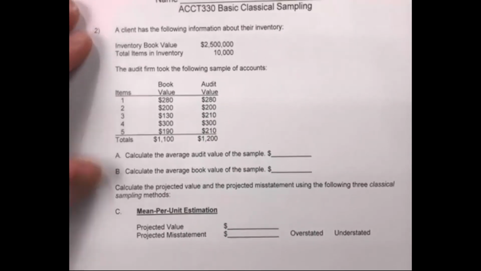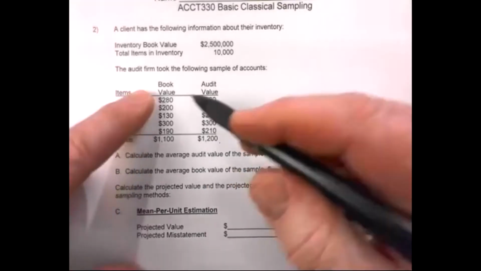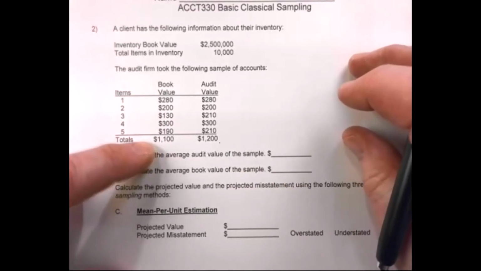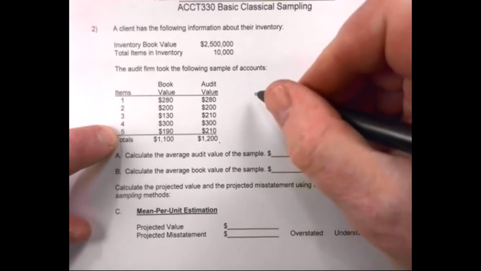This is page 2, PPS sampling. They gave us the audit, the book value and the audit value. You'll notice that there's 5 items in the sample. So I'll do audit first.